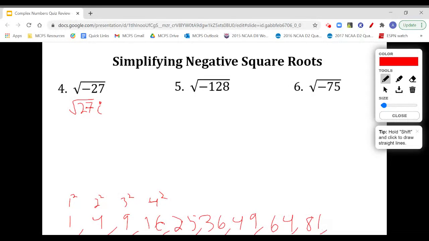Right? But again, I said we should have our perfect squares memorized by now. Here are the first 10 perfect squares. 1, 4, 9, 16, 25, 36, 49, 64, 81, 100.